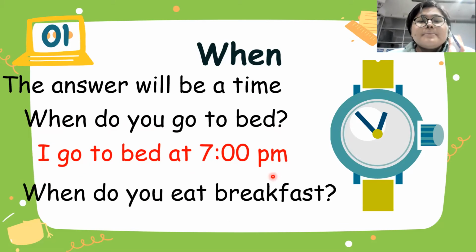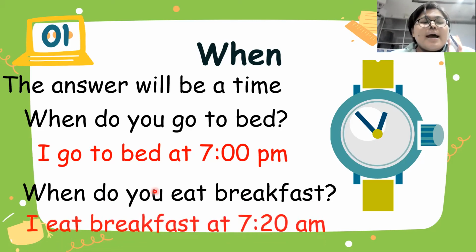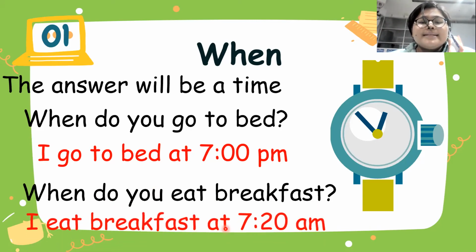Next, when do you eat breakfast? I ate breakfast at 7:20 a.m. Again, 7:20 a.m. tells us time. So a.m. is in the morning, while p.m. is in the evening or afternoon.